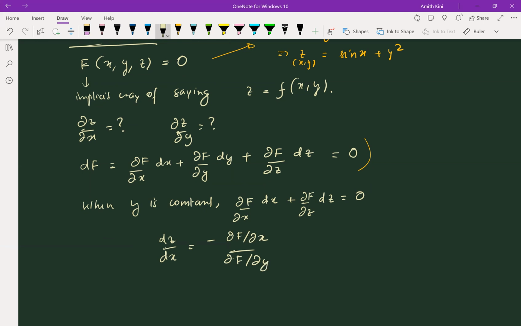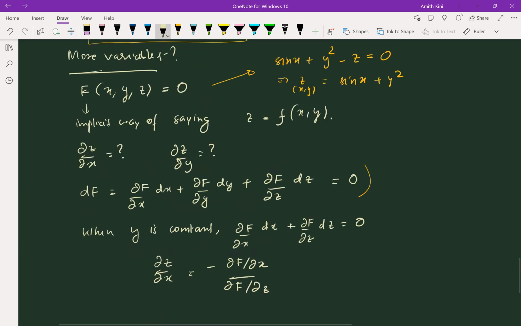But keep in mind, z is actually a function of x and y. Here we have held y constant, and because we have held y constant, z appears to be a function of only one variable. But it is actually a function of two variables. So I should be careful and write this as del z by del x. It's not dz by dx, it should be del z by del x. And it is minus del f by del x divided by del f by del z. Sorry, my bad.